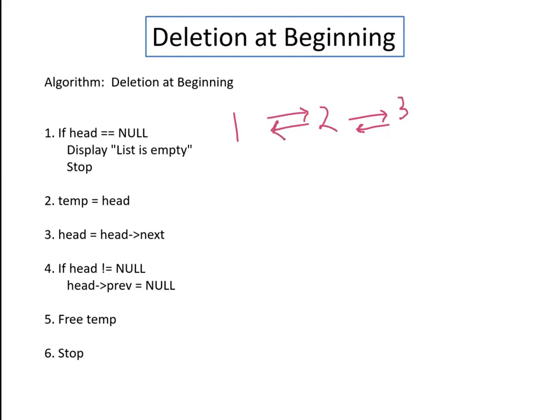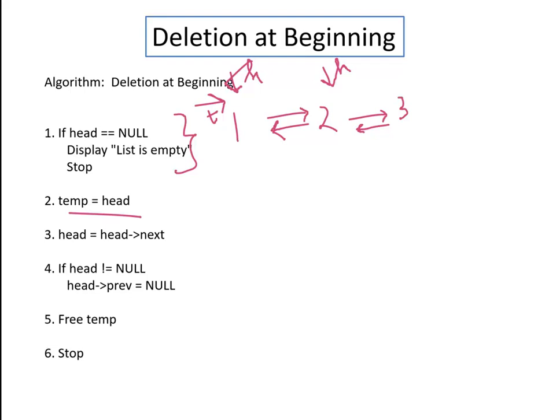Look at the algorithm for how to delete at the beginning. If the head is null, display list is empty. Yes, obviously, if the list is empty, you cannot delete. Temp is equal to head. Head points to the first node. Head has the address of the first node. Now temp points to the head, right? Head is equal to head arrow operator next. It means that you make head point to the second node now. So head no more points to the first node, head points to the second node.